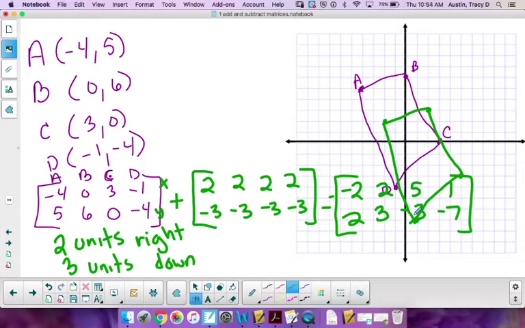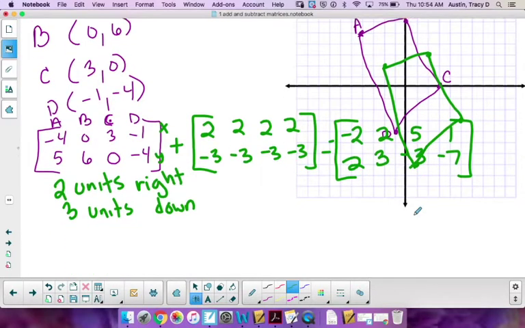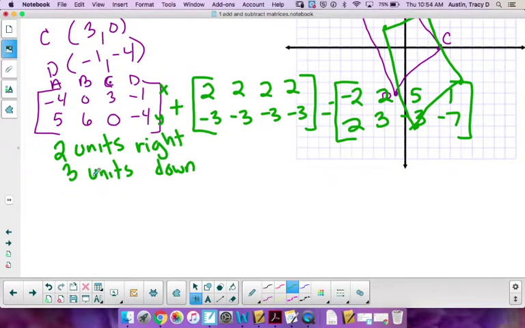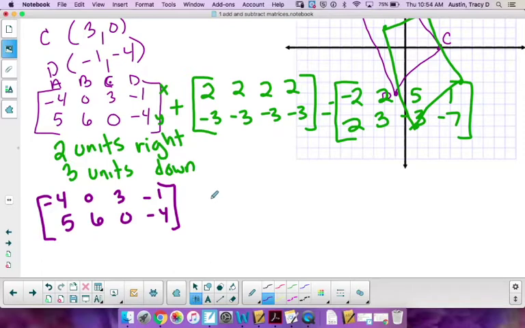Okay? Now, how about I do more than one transformation, which we can. We can do from the original matrix, -4, 5, 0, 6, 3, 0, -1, -4. How about we do 3 units left and scaled by half? We can do that. We just have to do this in order, okay? We have to do it in the order that we're told, because order does matter in this case.